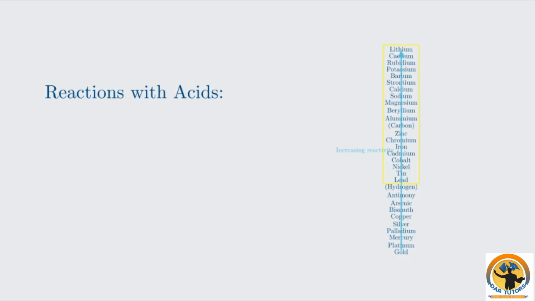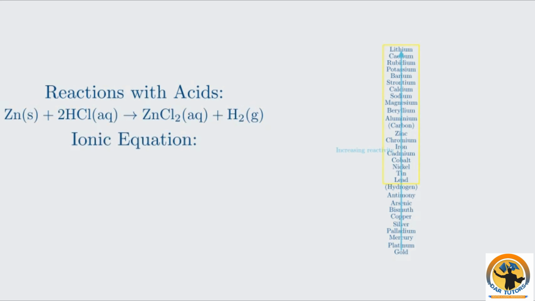Zinc is a good example. The bubbles you see when zinc reacts with hydrochloric acid are hydrogen gas. In this reaction, the zinc metal is reducing the hydrogen ions from the acid. The ionic equation clearly shows this. Zinc solid reacts with two hydrogen ions to form zinc ions and hydrogen gas.